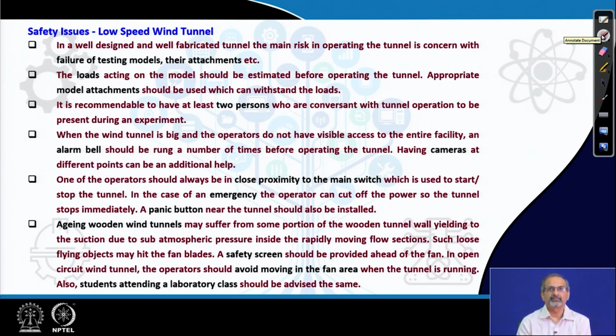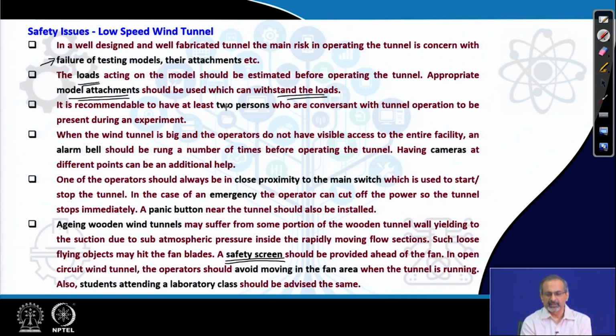In low speed tunnels there could be failure of testing models or attachments, which can happen for any tunnel for that matter. So, we have to be careful about such accidental situations, and for that the best remedy is to have a safety screen downstream of the test section ahead of the fan, so that the safety screen can arrest failed models or attachments. And then the loads acting on the models when you are performing the tests should be well estimated, and accordingly the model attachments should be designed so that they can withstand the loads.